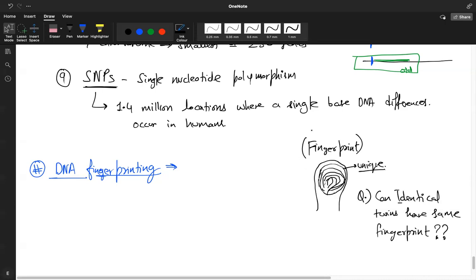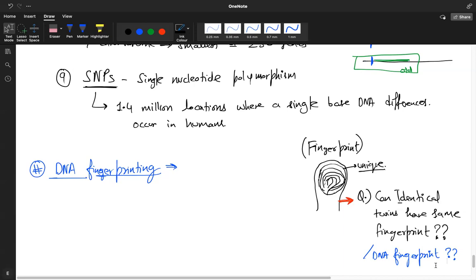Okay. Let me leave you with this question. Read about this question. If yes, why? If no, why? The first part is, can identical twins have the same fingerprint? And the second part is, can they have the same DNA fingerprint? Just try to find this answer. Even if you don't understand the logic, we will discuss it in the next class. I'll finish this topic and we'll start evolution in the next class.